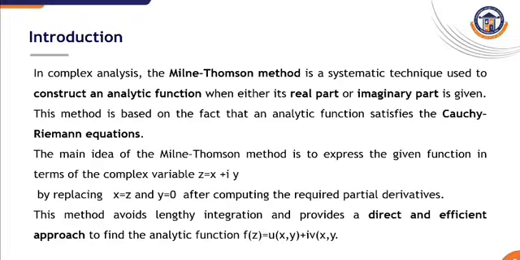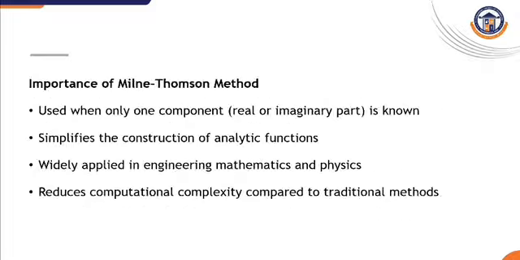By replacing the x value with z and the y value with 0, after computing the required partial derivatives, we substitute into the Milne-Thomson formula. This method avoids lengthy integration and provides a direct and efficient approach to find the analytic function f of z equal to u of x comma y plus i v of x comma y.